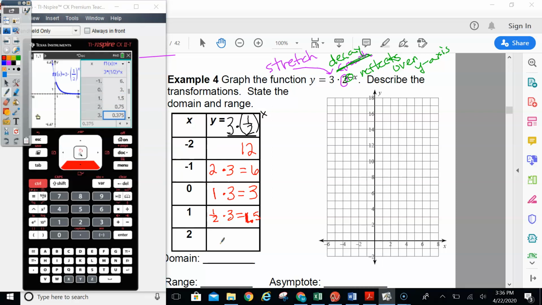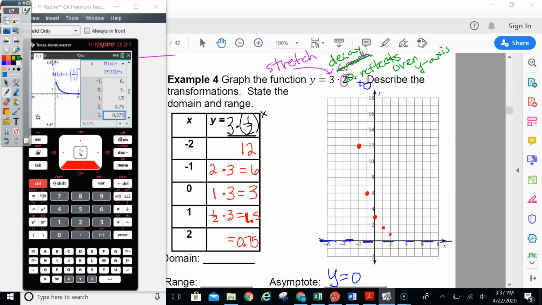And then +2 is 0.75. So at -2 it's 12. At -1 it's 6. At 0 it's 3. At 1 it's 1.5. And at 2 it's 3/4. Okay, so make sure you do your horizontal asymptote. So again, since there's no k number out here, it's like it's a +0, which means my asymptote is y = 0. So draw your dashed line at the x-axis.